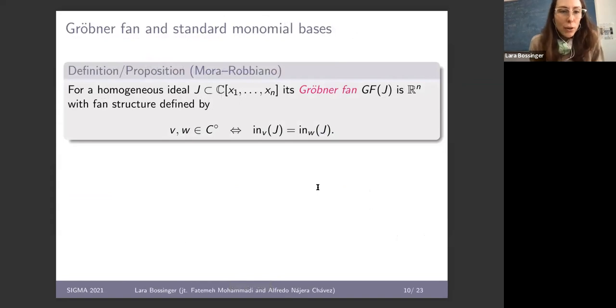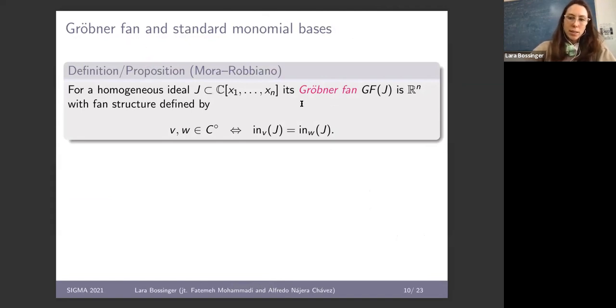Okay, so in order to get started, I need a bit more of notions from Gröbner theory. One object that I will rely on is the Gröbner fan. So this was defined by Mora and Robbiano in the 80s.